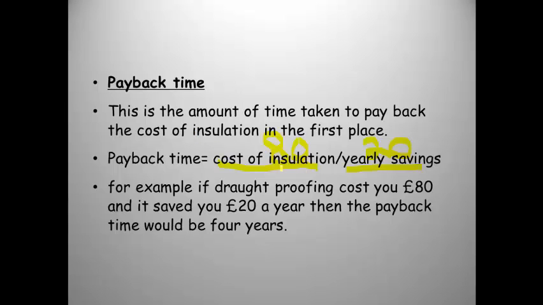So this cost of insulation might be like £2,766, and it saves £87 a year. You're not going to work that out in your head. So you just divide the cost of insulation, which is 2,766, divided by, well, I can't remember what number I said, 87. It will give you a number which is the number of years. Okay, and that is your payback time.